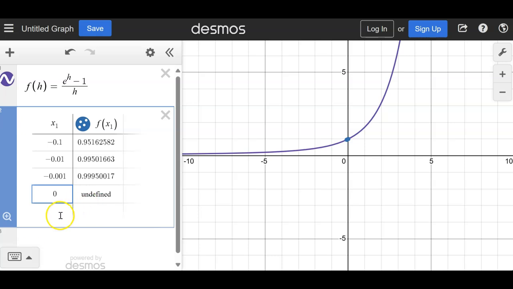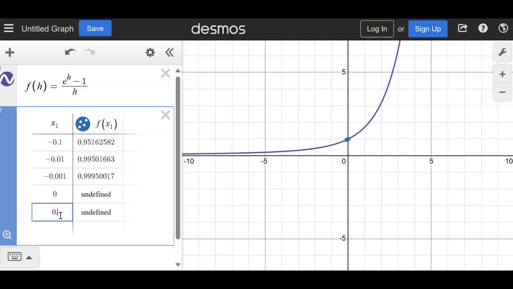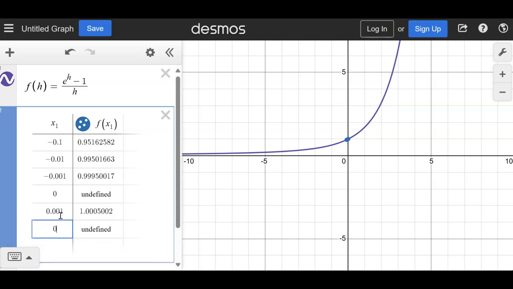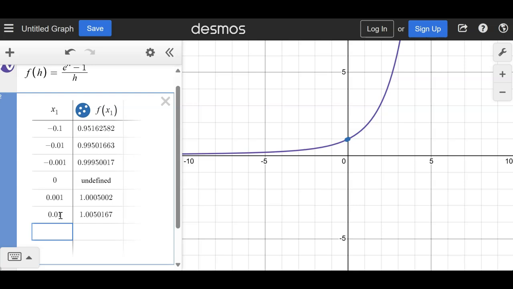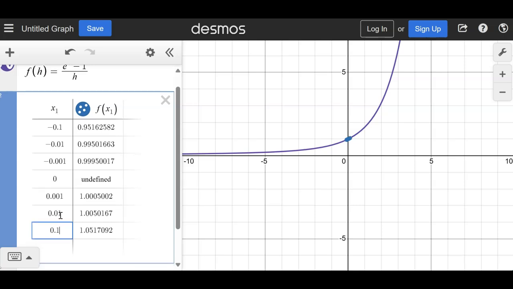And then I want to build up my other side as well. So 0.001, 0.01, and 0.1. And again, the trick with these is always to try and build your table so that as you move in on your table towards the 0, your x values actually are getting closer to the 0 as well. And then we can look and we can say, okay, my y values, they were 0.95, 0.995, 0.9995.